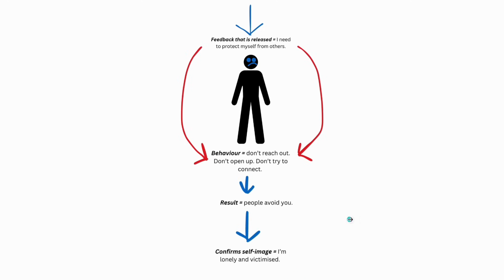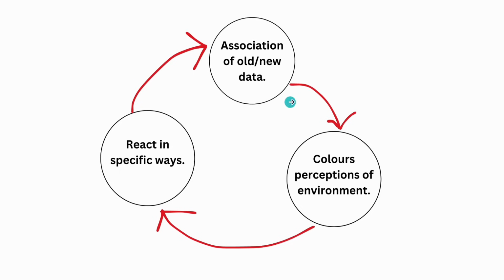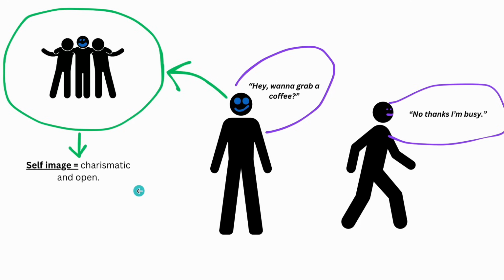Your associations of old and new data colour your perceptions of your environment, which causes you to react in specific ways. We're going to clarify this when we return to the whiteboard after this presentation. However, if that person changed their self-image through the tips we're going to cover in the last sequence of this video, and their new self-image is that they are charismatic and open, they reach out to someone, "Hey, want to grab a coffee?" "No thanks, I'm busy."